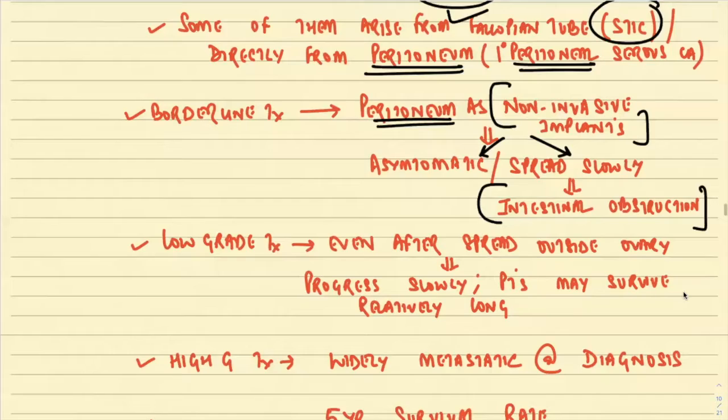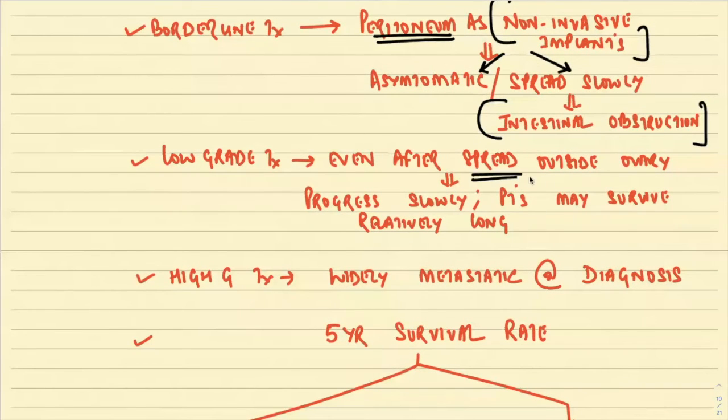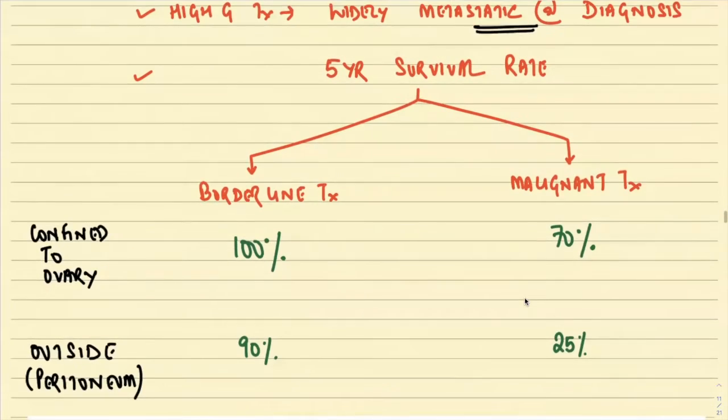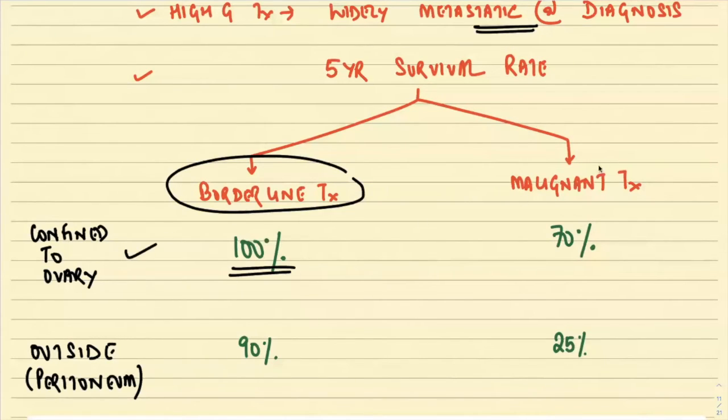Now, low-grade ovarian tumors, even after they are spreading outside the ovary, progress very slowly and the patients may survive relatively long, whereas the high-grade tumors are highly metastatic at the time of diagnosis. If you look at the 5-year survival rate for borderline tumors, which are confined to the ovary, it is 100% survival, whereas for malignant tumors confined to the ovary, 70% is the 5-year survival.